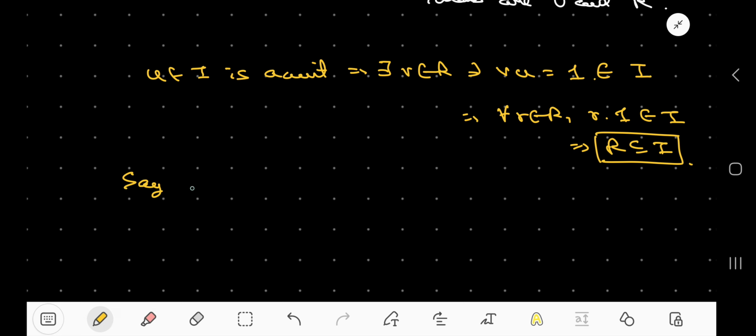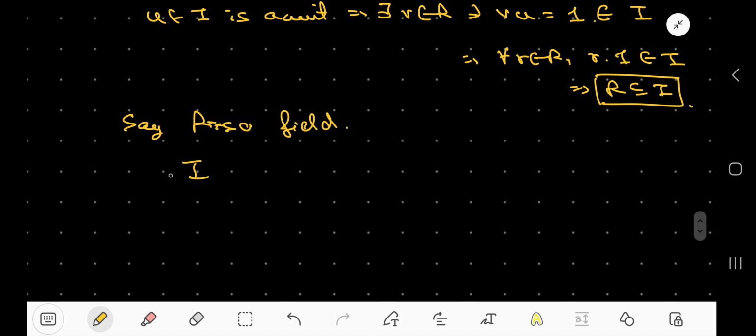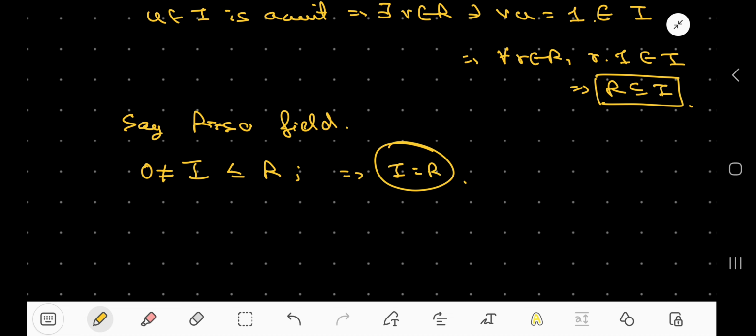Say R is a field, then by definition all its non-zero elements are units. If I choose any ideal which is non-zero from R, then it specifically contains at least one unit, right? Because every non-zero element in R is a unit, but if it contains a unit, it must be equal to R, right?